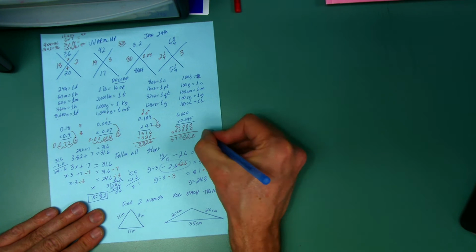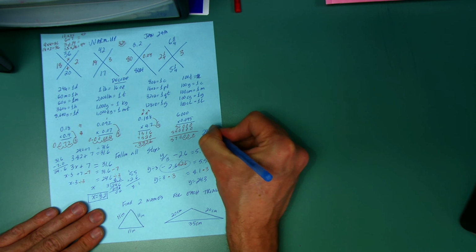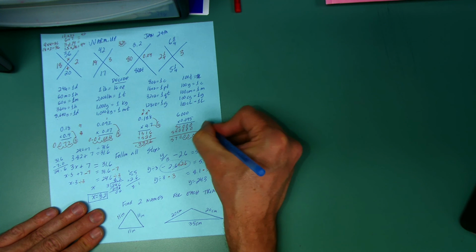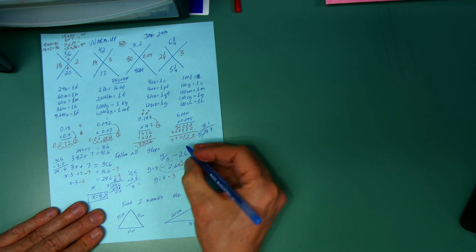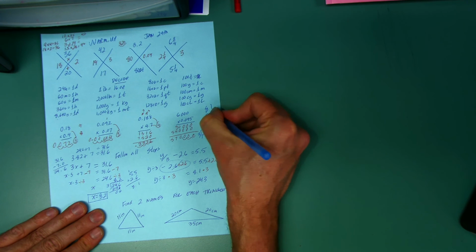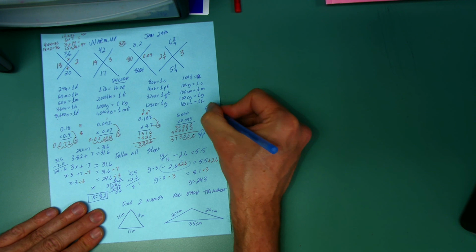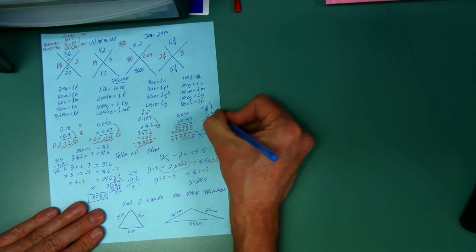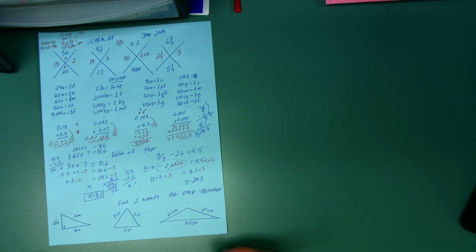24 and 3/10 divided by 3 equals 8 and 1/10. 8 and 1/10 minus 2 and 6/10. Got to borrow. 5.5. Boom, did it right.